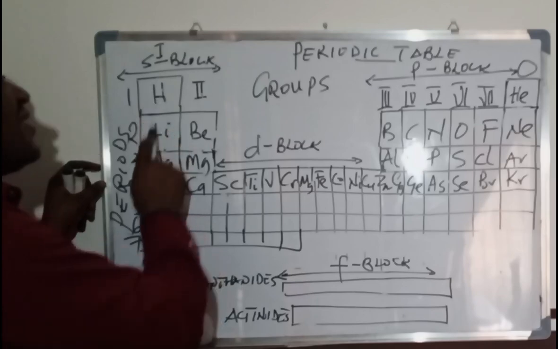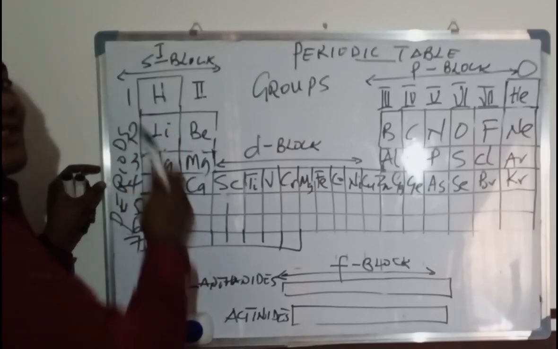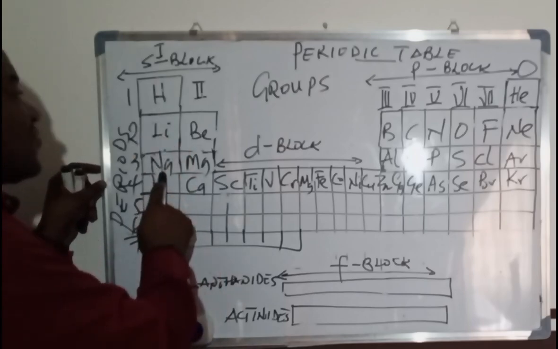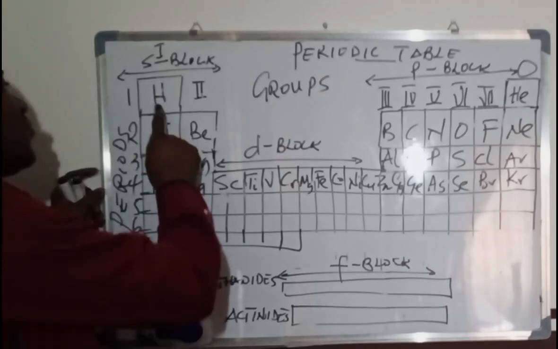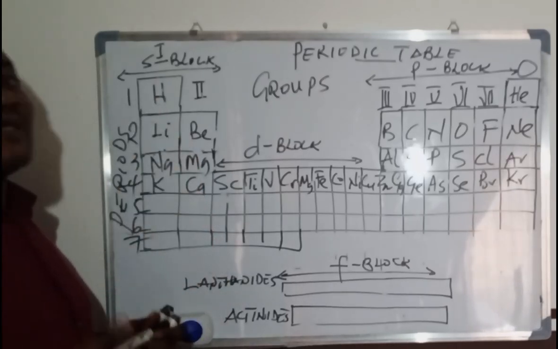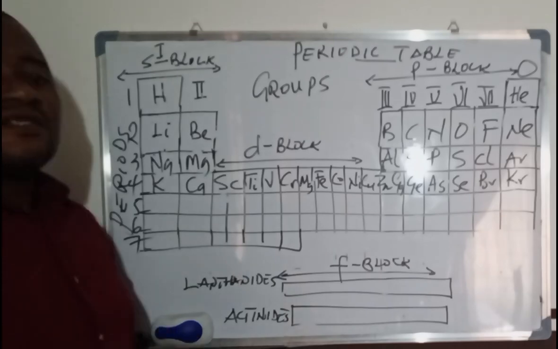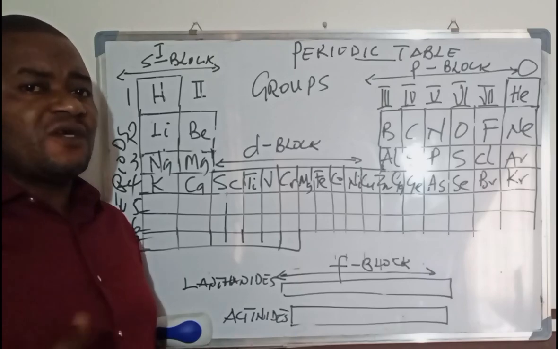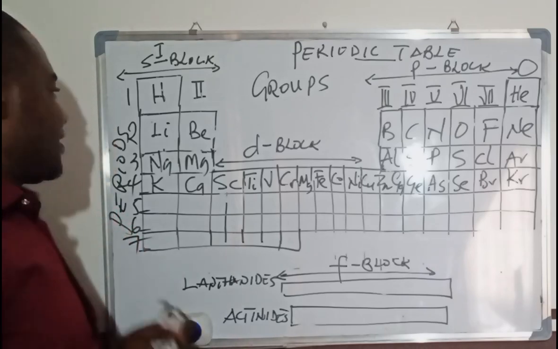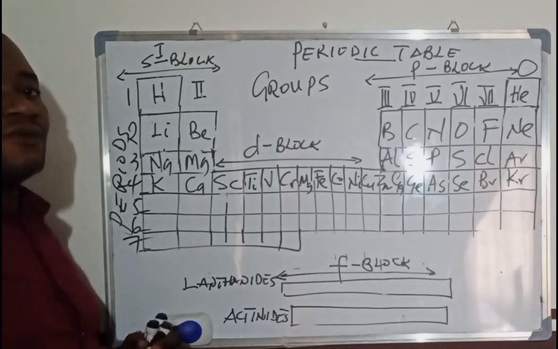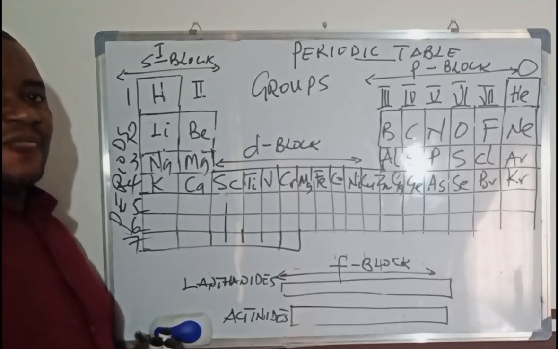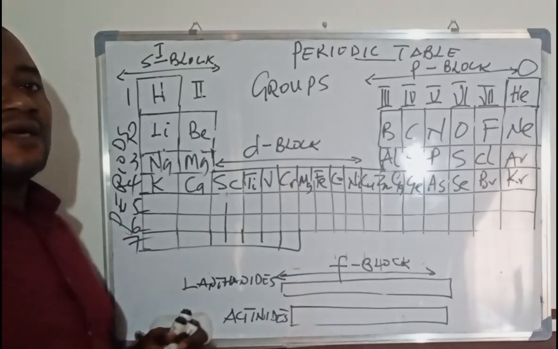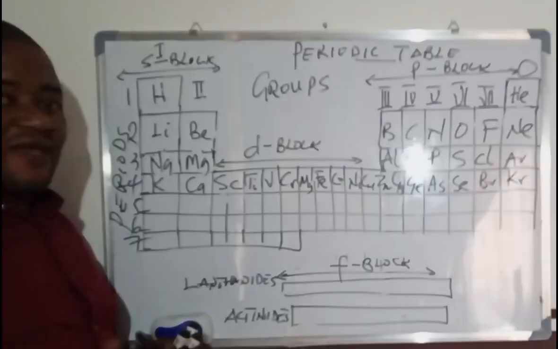So hydrogen is a reducing agent. Lithium is stronger as a reducing agent compared to hydrogen. Sodium is stronger compared to hydrogen. And this is because of the shielding effects that you have. We've discussed shielding effect before. So because of the shielding effects that you have as you come down the group, you have a tendency of having a stronger reducing agent.